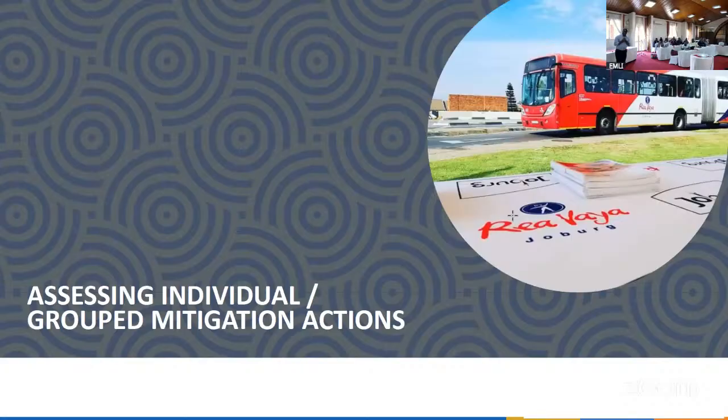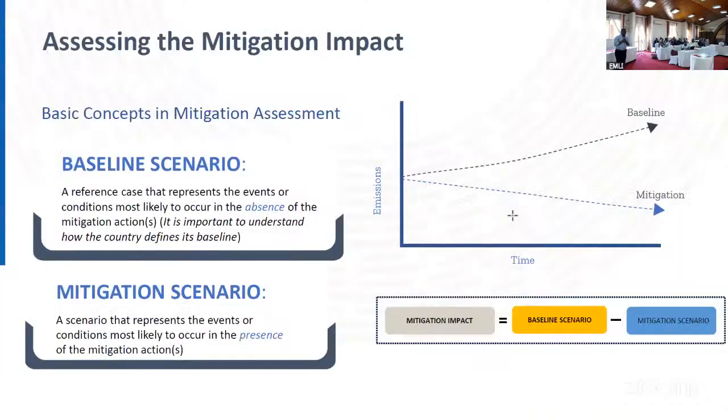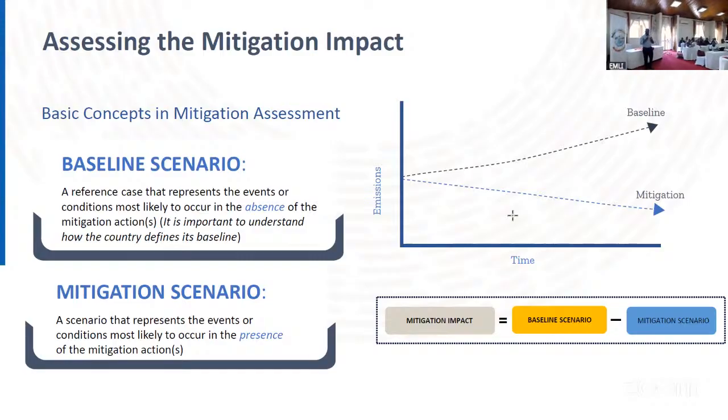Then we'll go into what it actually means to do a mitigation assessment. So mitigation assessment is the process of assessing mitigation impact. Now, these two concepts are very important when you're talking about mitigation assessment. It's what they call the baseline scenario. Baseline scenario basically is your business as usual scenario, right? So you don't do anything. What does the trajectory look like? So the baseline scenario is basically a reference case that presents events or conditions most likely to occur in the absence of any mitigation.